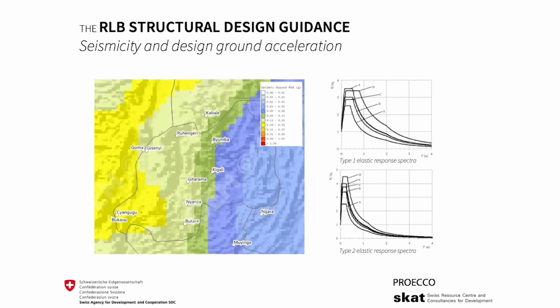According to the Global Earthquake Model and the Rwandan Building Code, Rwanda is located in an area of moderate seismic activity. When establishing the project design ground acceleration, the engineer will select the most suitable model that combines the type 1 or 2 elastic response spectra, the local soil conditions, as well as ductility factors to determine the adequate multipliers to the peak ground acceleration.